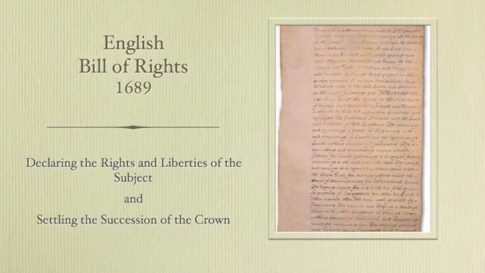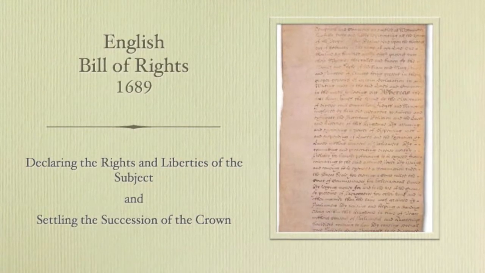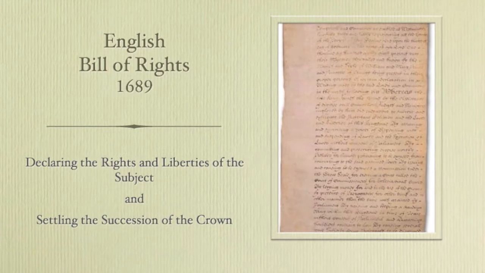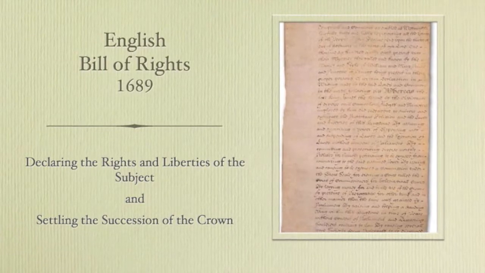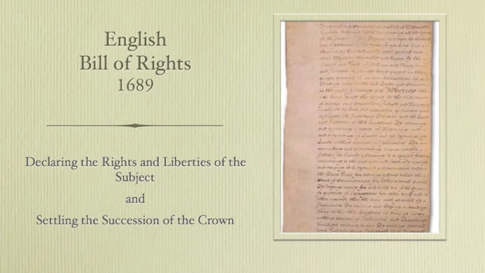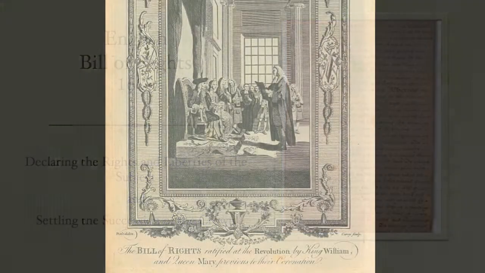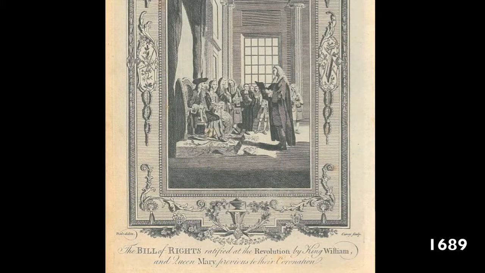The English Bill of Rights listed the ancient rights and liberties of the people of the realm, which had been violated by King James II of England. The bill was presented by Parliament to William and Mary of Holland when they were invited to become joint sovereigns of England in place of James II at the time of the bloodless Glorious Revolution.